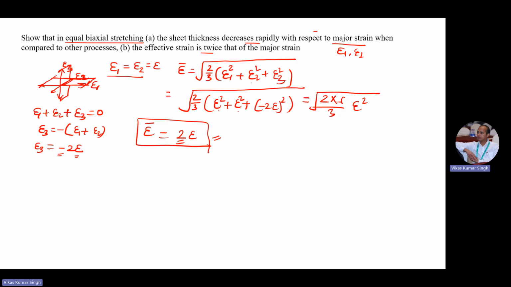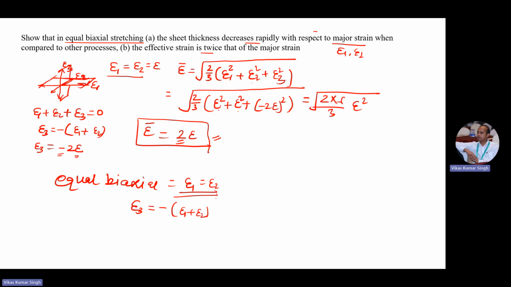So here the point is, whenever it is equal biaxial, you have to consider it as epsilon 1 equal to epsilon 2. Okay, and the third dimension you get from the volume consistency. This will be minus of epsilon 1 plus epsilon 2.